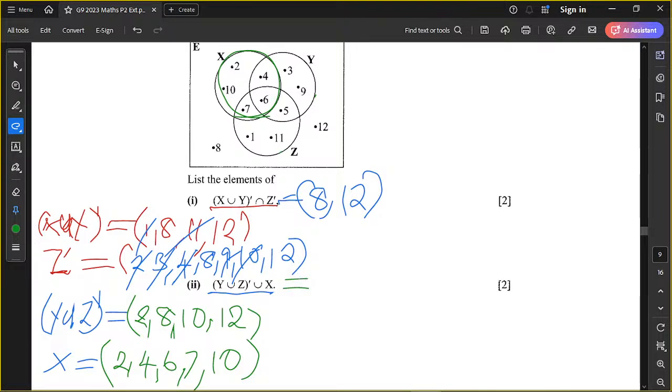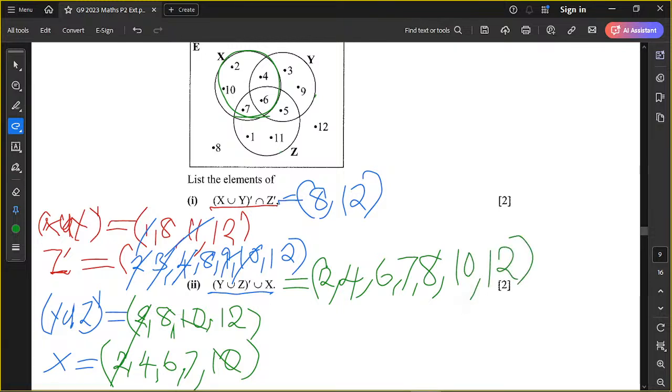Now we come here, we list the elements of Y union Z complement union X. Okay, so we put these elements together. Now remember, we should just record each element once. So 2, even if it's in both, we will record it once. Then we have 4, even if it's not found in another set, we record it. 6, remember it's union set. Then we have 7, then we have 8, then we have 10, even if they are found in both, we will record them once. Then we have 12, then close bracket like that.